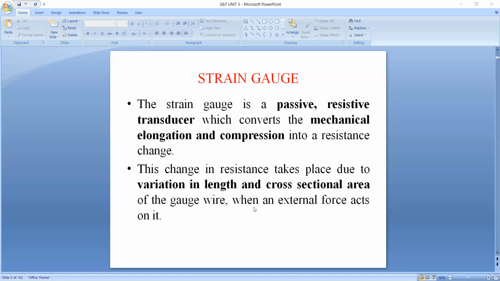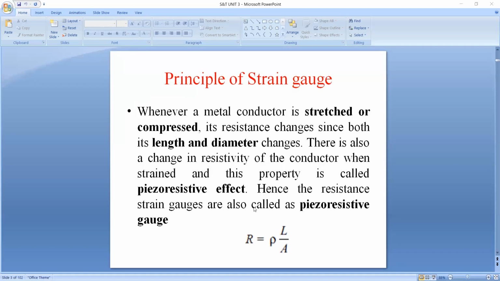Strain gauges are used for measurement of strain and stress in analysis, and are also used as detectors and transducers. For example, the strain gauge is used in load cells, torque meters, flow meters, and accelerometers, as a secondary transducer. Now, the discussion about the resistance of the strain gauge. We know the general expression R is equal to rho L by A.